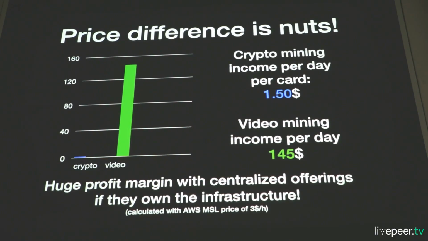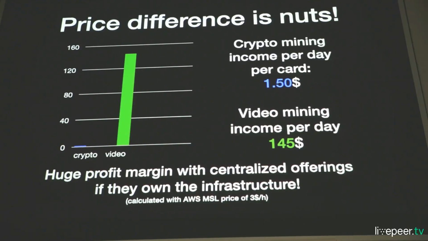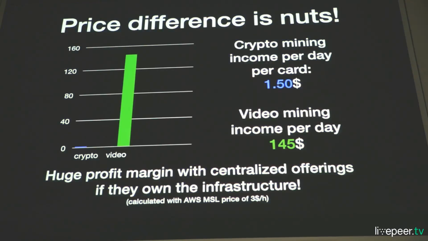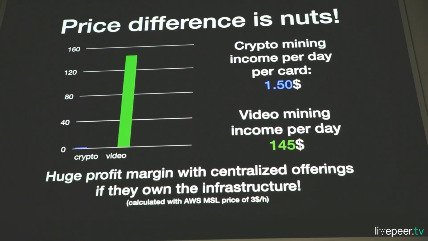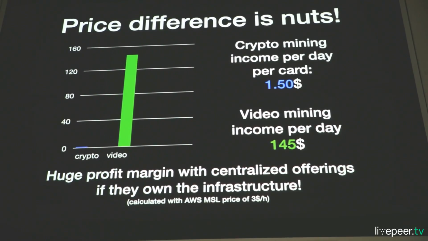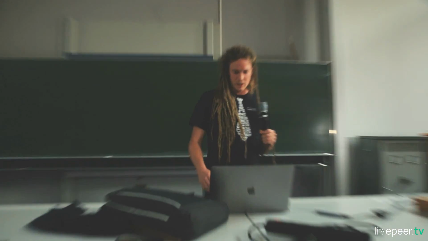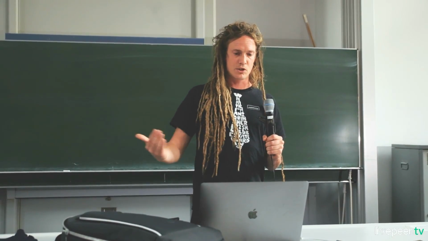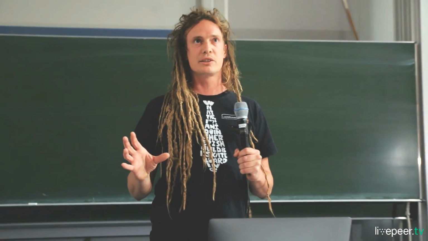So there's a huge difference in the price between those who basically do hashing and those who rent their capacities currently for video encoding. And as you see, the difference is huge. It's like 100 times bigger for the same service.